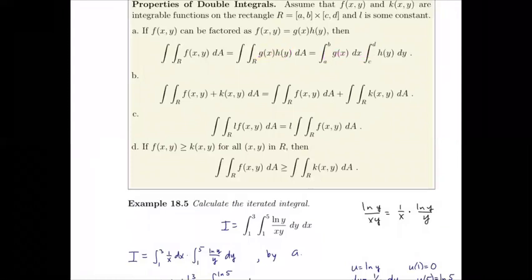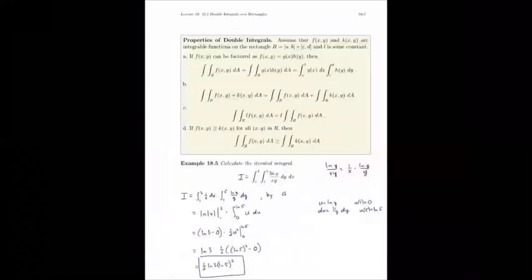So in section 12.2, we'll be doing double integrals over more general regions. Things will get a little bit more delicate and interesting there.